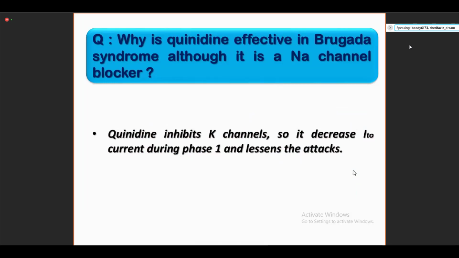Let's move to the next slide, please, Dr. Ahmed. This is, of course, a famous query about quinidine. Quinidine is a sodium channel blocker, and despite this, it can be used in Brugada, although it blocks the sodium channels. The answer here is that it inhibits the potassium channel, decreasing the Ito current during phase 1, and so it lessens the attacks. So quinidine is not just an ordinary sodium channel blocker like ajmaline or flecainide, but it has an Ito current blocker effect, which reduces the episodes.